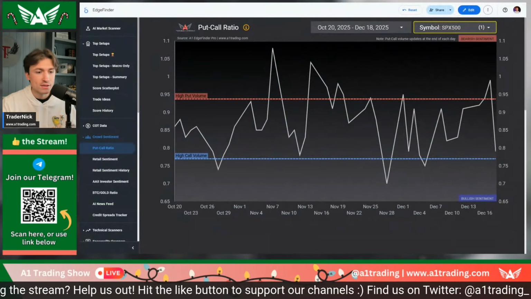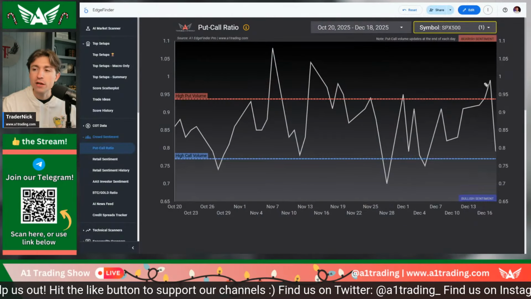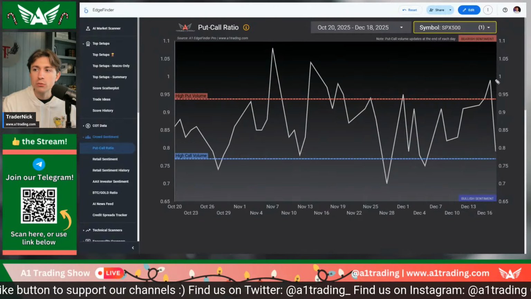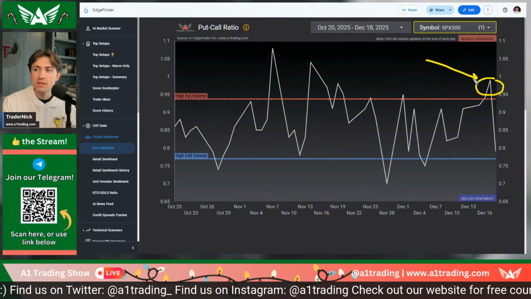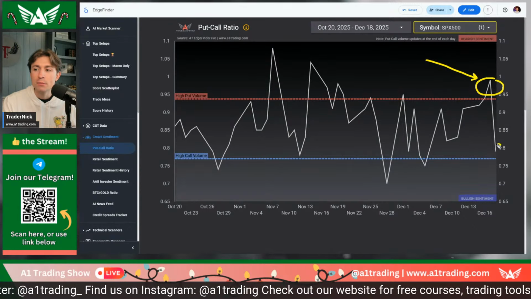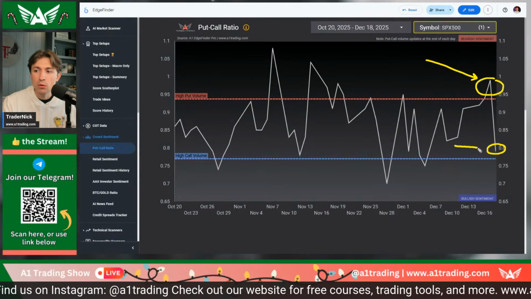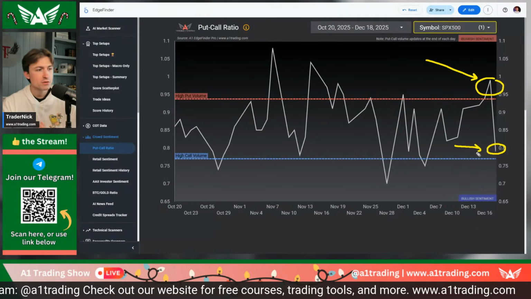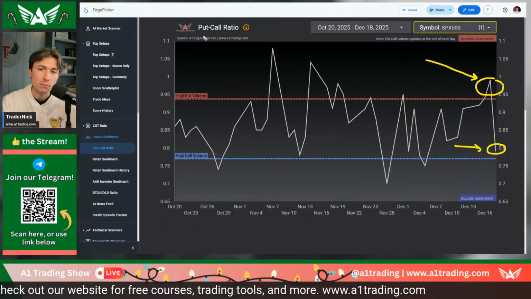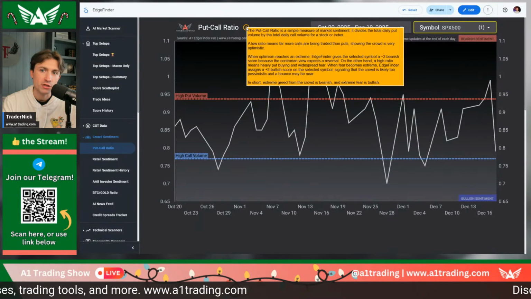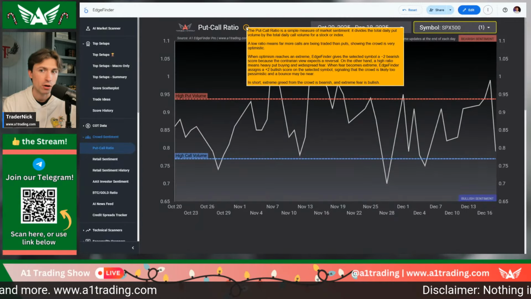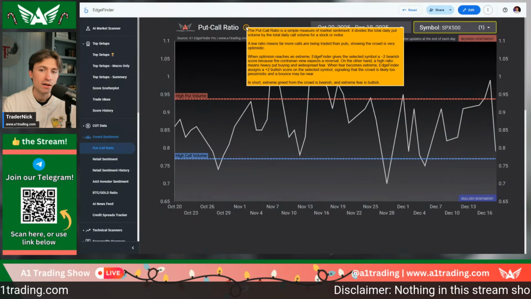Taking a look at market sentiment, check this out. Very interesting. Put call ratio went in one day pretty extreme. We went from people being very pessimistic on this market to yesterday, people starting to get a little bit more optimistic, right? So for new viewers, what am I looking at? I'm looking at the put call ratio. And by the way, if you have EdgeFinder, hover over on this, you can actually read what the put call ratio is all about. Kind of cool.